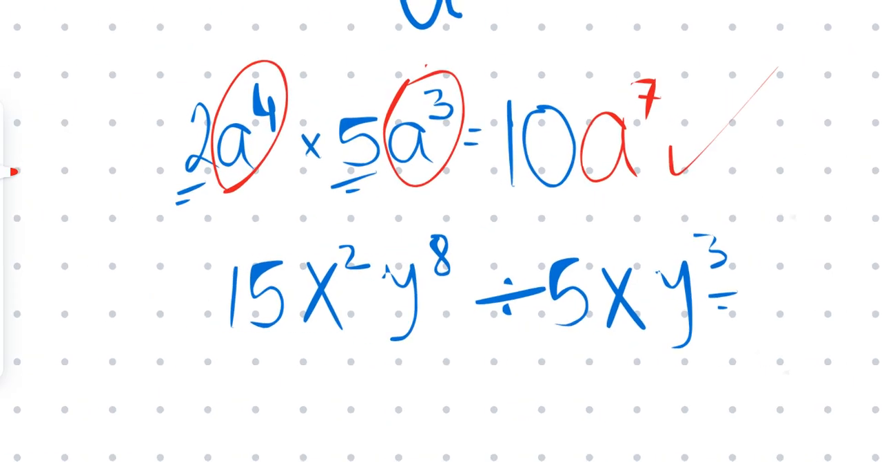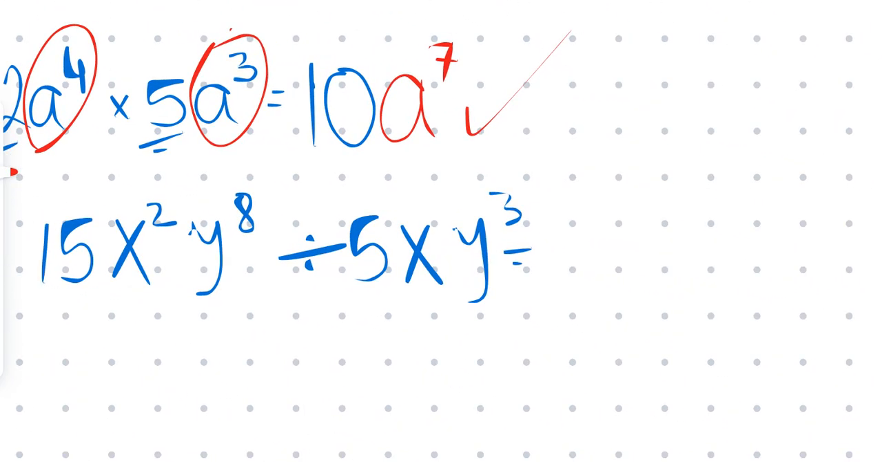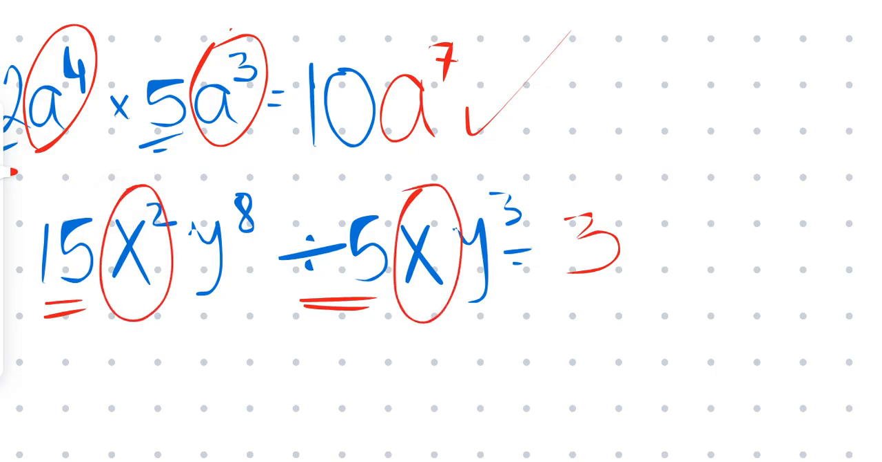If we say number by number, then what we do first is 15 divided by 5, which is equal to, excellent, that is equal to 3. Then we have x squared divided by x. We said when there is no exponent, we consider that there is 1. 2 minus 1 will be 1.